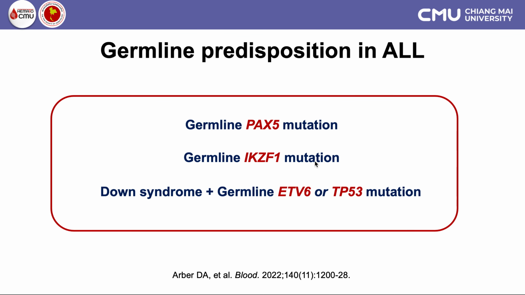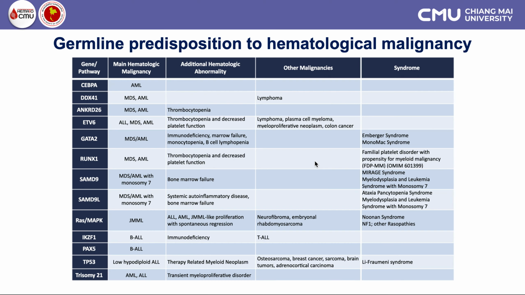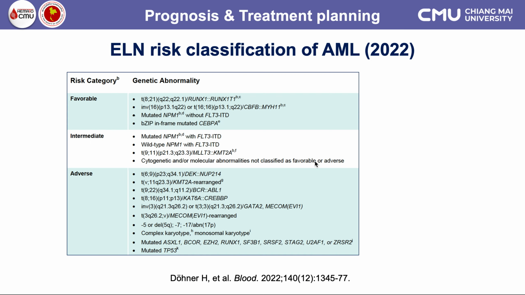For germline predisposition of ALL, PAX5 and IKZF1 mutated genes, as well as ETV6 or TP53 germline mutation in Down syndrome, have been reported. This table summarizes the germline predisposition genes in the several kinds of leukemia and MDS, with some of them having specific or additional hematological abnormalities.